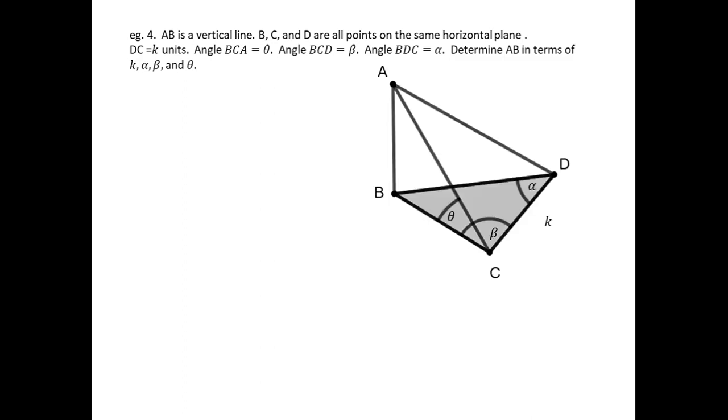There we go, there's our diagram. AB is a vertical line, there it is. B, C, and D are all points on the same horizontal plane, so they're all points on the ground. DC is K units long. Angle BCA, that's this vertical angle here, is theta. Angle BCD, the angle on the horizontal plane, is beta, and angle BDC, another angle on the horizontal plane, is alpha. And we have to work out the length of AB in terms of K, alpha, beta, and theta.